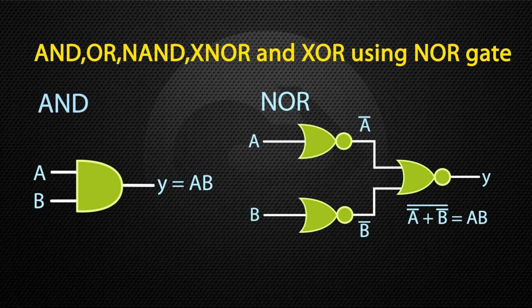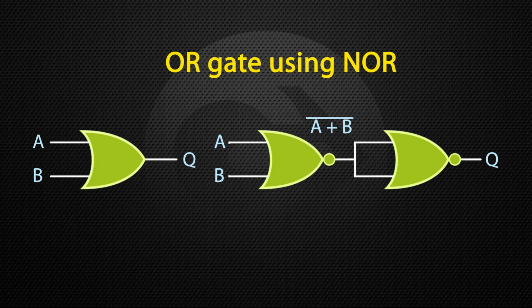Now we will know AND, OR, NAND, XNOR, XOR using NOR gate. AND gate using NOR. A NOR A will generate A bar. Similarly, B bar will be generated. At the output side, by using a NOR gate, A bar plus B bar whole bar, which is equal to AB. OR gate using NOR. A NOR B generates A plus B whole bar, A plus B whole bar NOR A plus B whole bar generates A plus B.